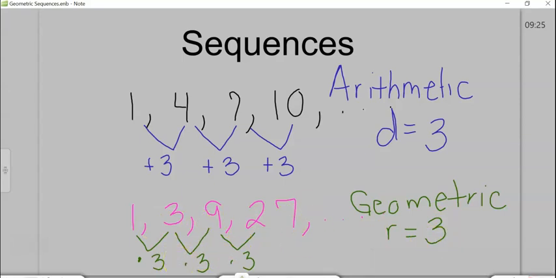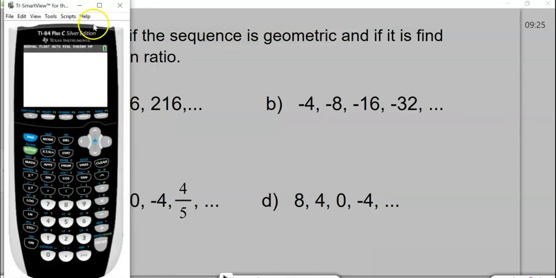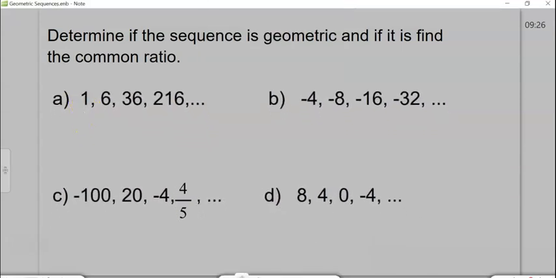So let's look at some other sequences and determine if they're geometric. Let's say that we have this group of sequences, and I'll look at 1, 6, 36, and 216. I want to know, is it geometric? And if it is, can I find the common ratio? Well, remember when we were looking to determine if something was arithmetic, we were subtracting the second term minus the first term. To decide if something is geometric, we will take the second term, which in this case is 6, and divide by the first term, which is 1, and we get 6. That means they would have multiplied by 6 to get to that term.